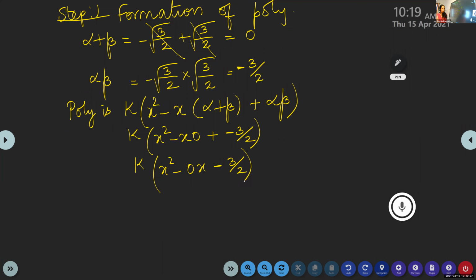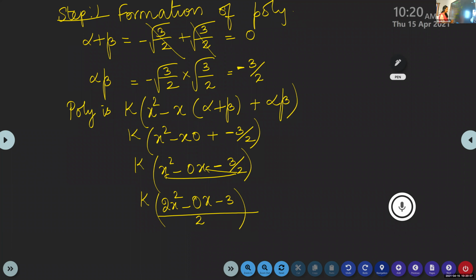So next step, what will you do here? Here we have a fraction, isn't it? Before taking k as 2, we will take the common LCM, isn't it? The denominator should be made the same. Here the denominator is 2, and elsewhere we don't have a denominator. We should make the denominator same. So when you multiply this 2 with these two terms, we will get 2x square minus 0 into anything is 0, minus 3.